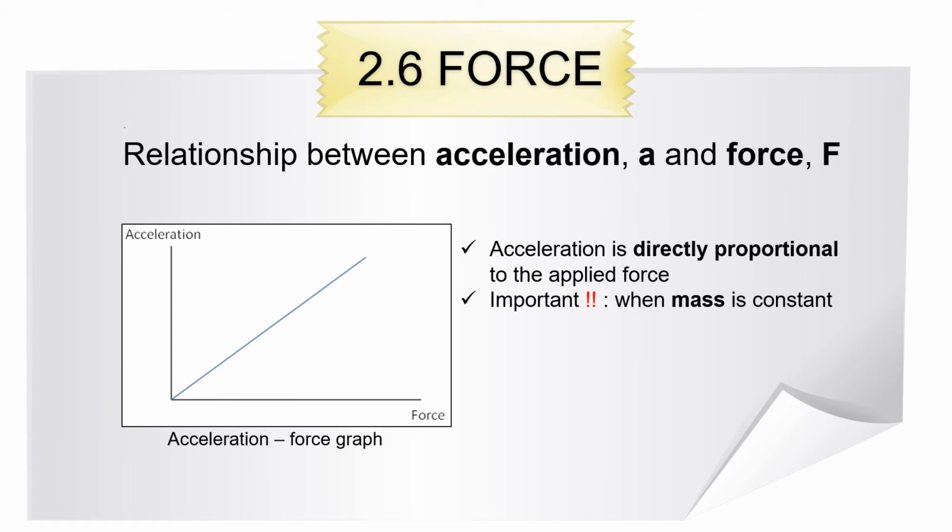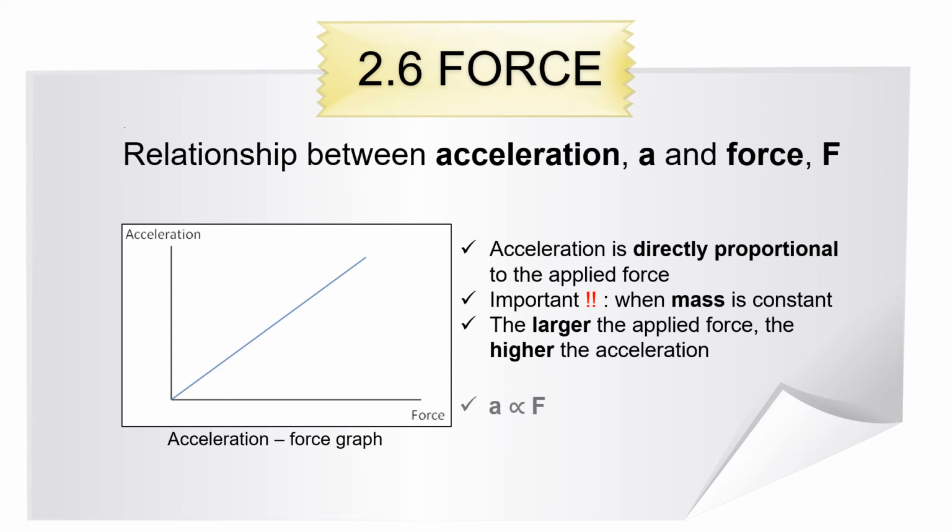What is the meaning of directly proportional? By referring to the graph, the larger the applied force, the higher the acceleration. That's the meaning of directly proportional. Then, this is the symbol for the relationship between acceleration and force, which is A directly proportional to F. By only referring to that symbol, you will get an idea about the relationship between force and acceleration, which is the larger the applied force, the higher the acceleration.